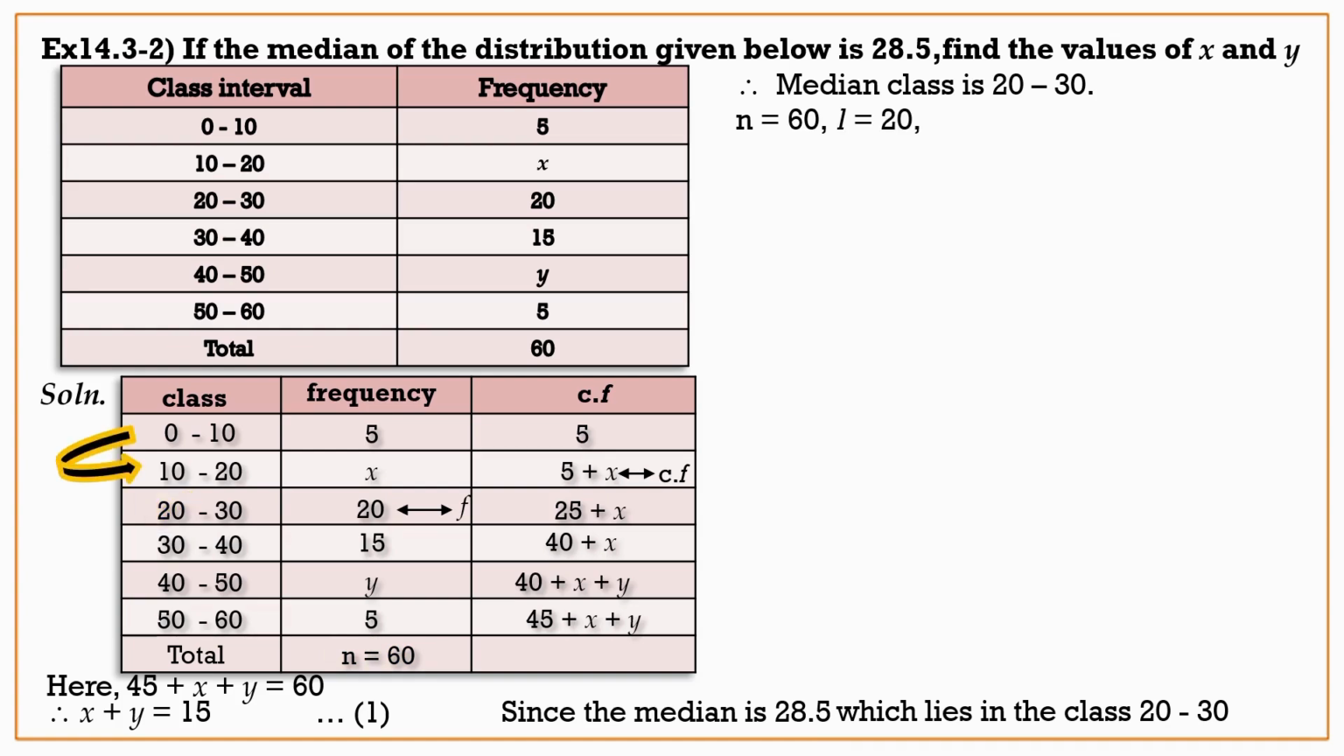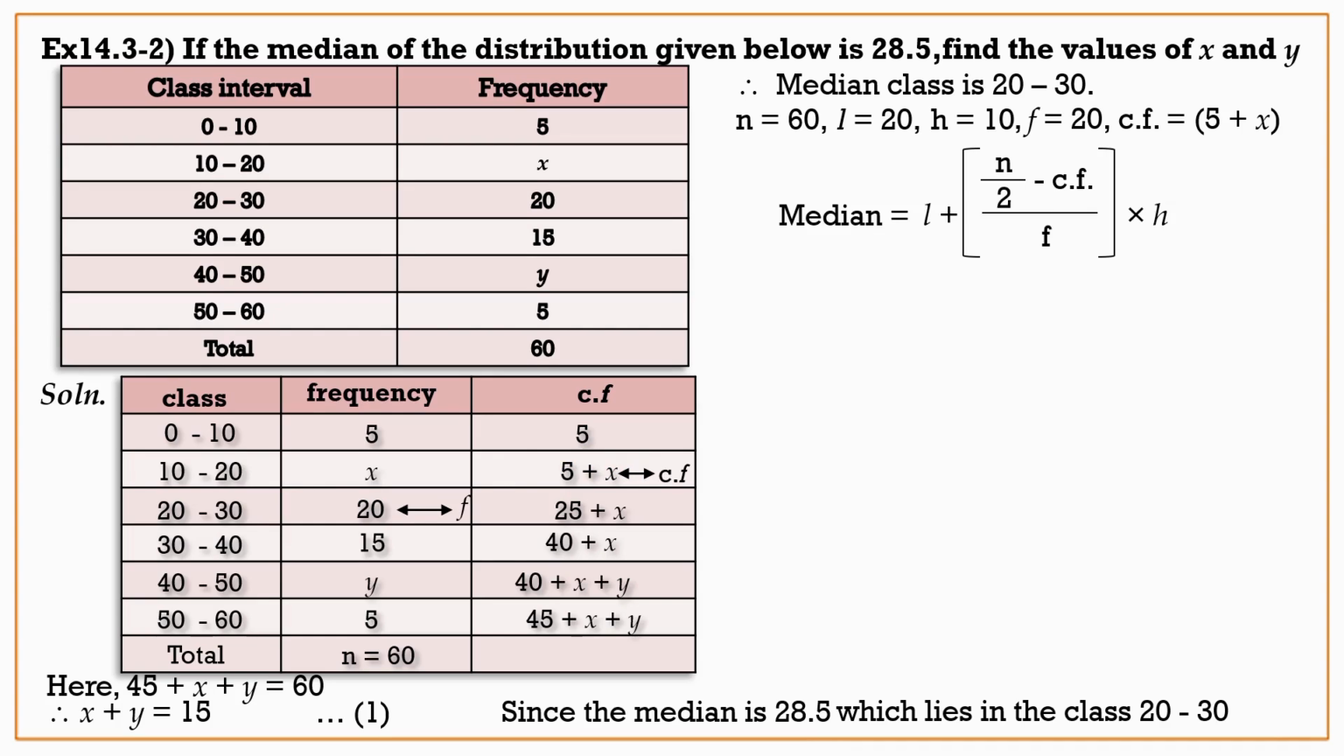L means the lower limit of the corresponding median class, that is 20 over here, because the median class is 20 to 30. Now we need to find the class width, that is h, the difference between the subsequent lower limits of the class interval. So that is 10 minus 0. Then comes f, 20. Now CF also we know. Now put everything in the formula, that is median equal to L plus (n by 2 minus CF) by F into H. So median we already know, that is 28.5. Now put L, n, CF, F and H.